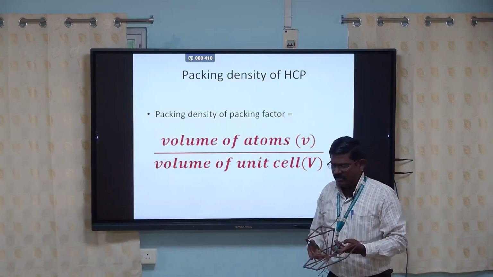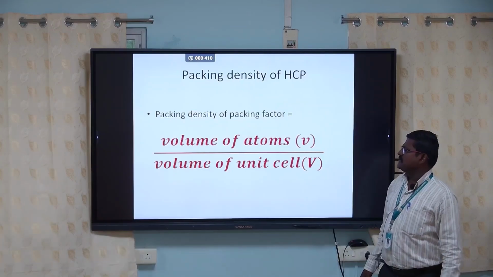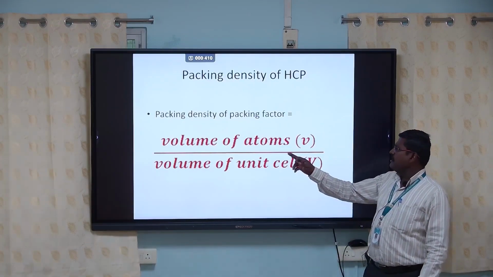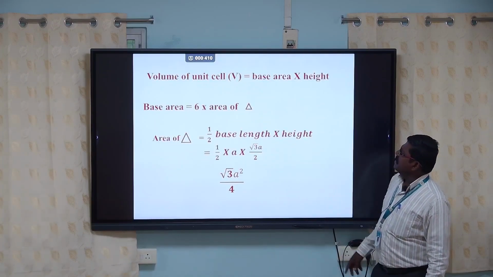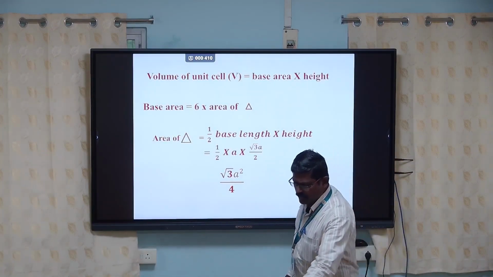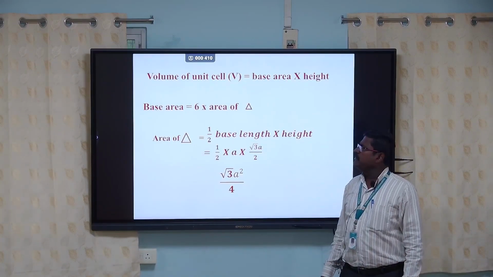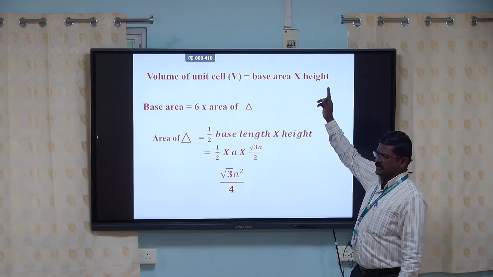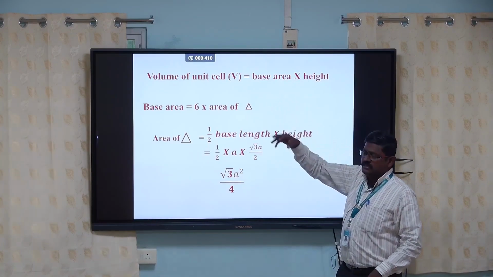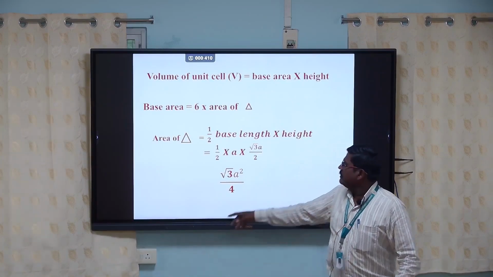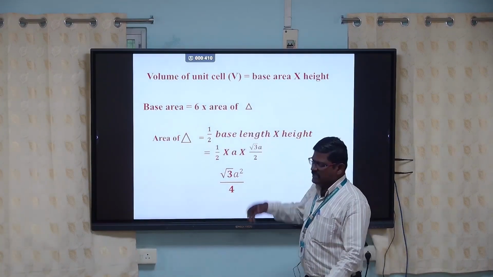Now what is the packing factor value? Packing factor or packing density both have the same meaning. Packing factor is volume of atoms by volume of unit cell. Now we shall find the volume of unit cell. Usually in a 3D structure we find volume by base area into height. So we have to consider this as a hexagonal cylinder. We have to find the base area, then we find the volume. So what is base area?